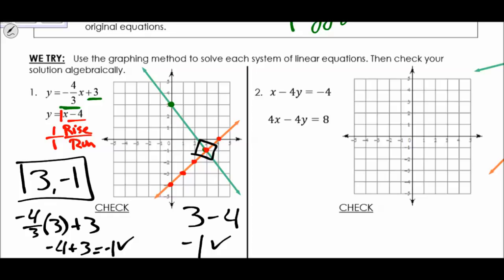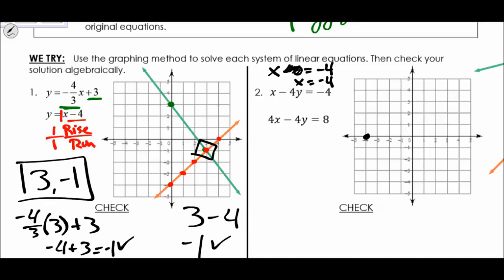Next one is given in standard form. So again, if you want to rewrite that in slope-intercept form, if that's easier for you to graph, that's fine. I'm going to graph it straight from standard form by finding the x and y intercepts. So for the first equation, I'm going to set y equal to 0 to find my x-intercept. That basically just goes away, so x is -4. That's my x-intercept for the first equation.